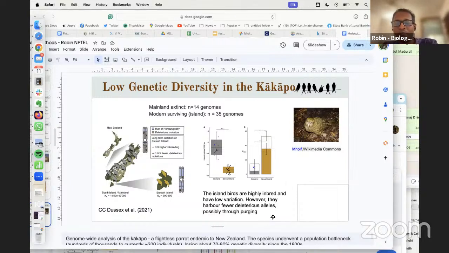So inbreeding is bad, but in some cases they don't have deleterious alleles, and that is when scientists like us say, "Hey, no deleterious alleles. Possibly it got purged." I hope that provides some answer.